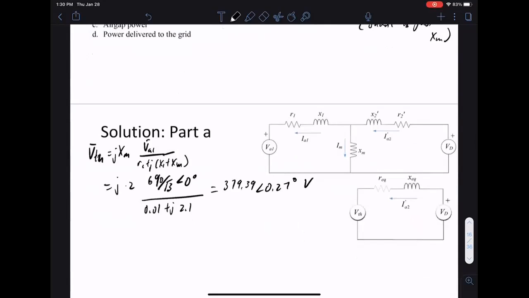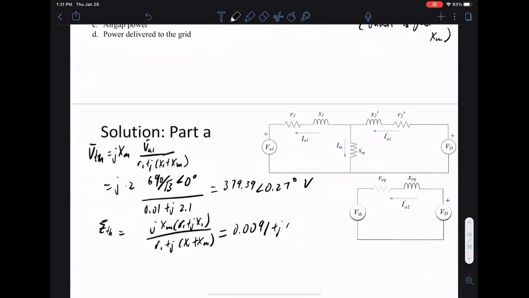We can write down the Thevenin equivalent impedance. Again, you get this by just plugging into the formula. Not much more to say beyond that.